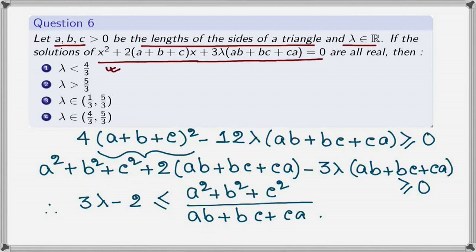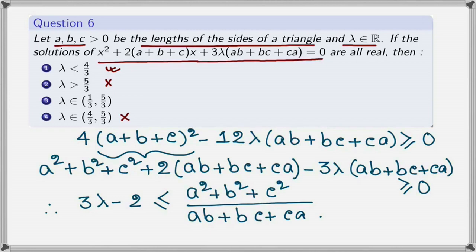So therefore the second option, that lambda is strictly bigger than 5 by 3, cannot be correct. And at the same time we can say that the fourth option, that lambda is in the open interval 4 by 3 to 5 by 3, is also not correct. So we have to only check whether the third option, that is lambda is in the open interval 1 by 3 to 5 by 3, is correct or not.